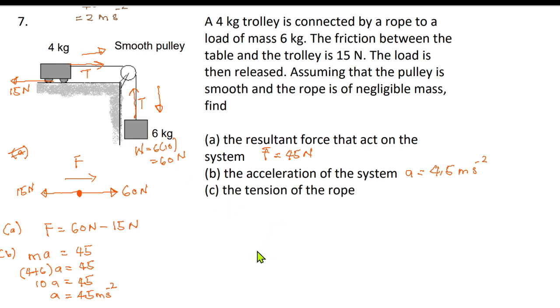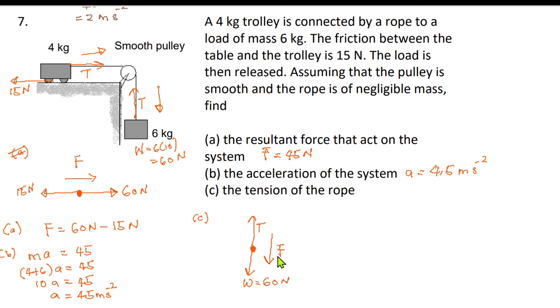So I'm going to draw again. Let's put here C. I have an object here. I have a force going down, that is my W. W equals 6 kg multiplied by the gravitational acceleration, that is 60 Newton. I have a force going up, that is my tension, the tension of the rope. Now, to which direction is our resultant force? I know it's going down. So this is my resultant force.